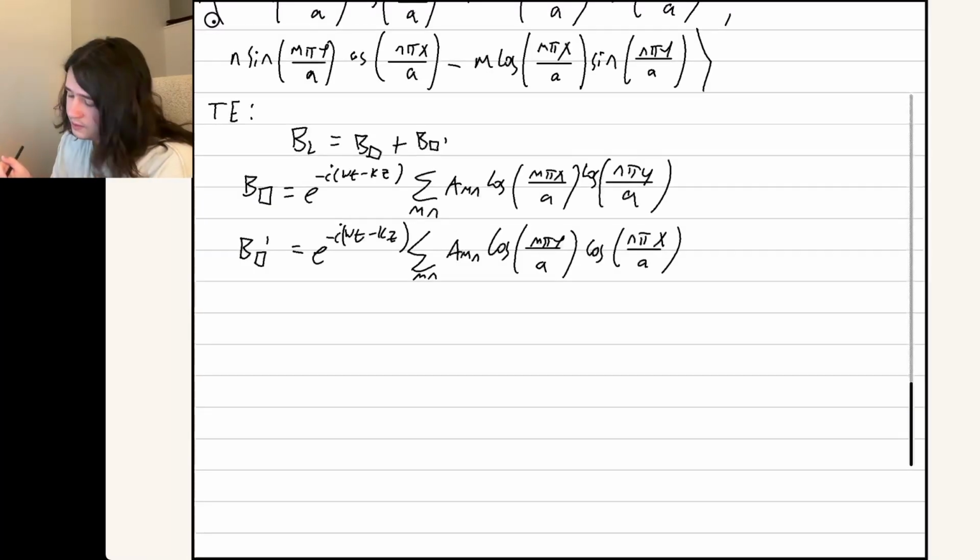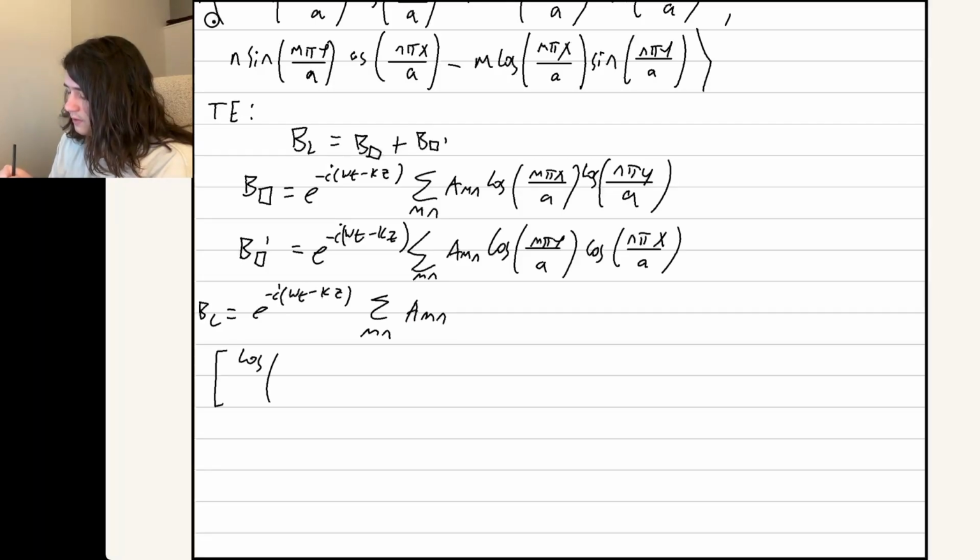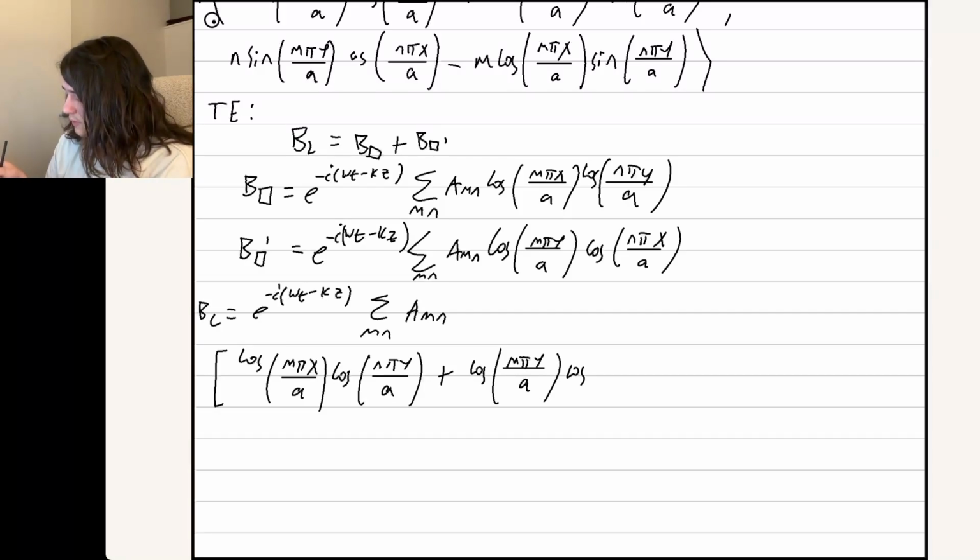So writing it all out, we have that the longitudinal electric field is given by e to the minus i omega t minus kz, sum over m and n, a_mn, and then cosine m pi x over a, cosine n pi y over a, plus cosine m pi y over a, cosine n pi x over a. Okay.